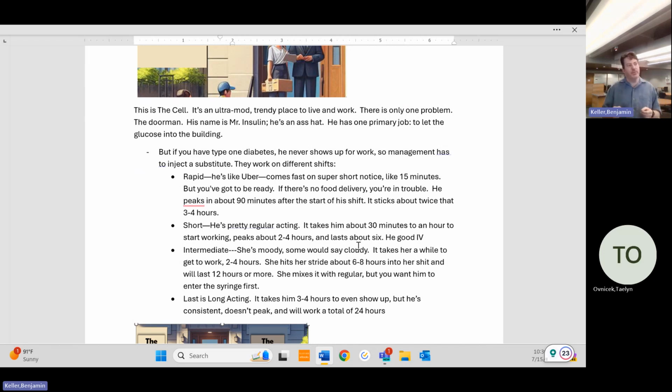Boom. But you got to be ready. The Uber driver doesn't wait around for anyone. If there's no food delivery, if you're not there, you're in trouble. He peaks about 90 minutes after the start of his shift, and he sticks around about twice that, so 3 to 4 hours. He's your ultimate gig worker. He's quick. He's on the site soon.